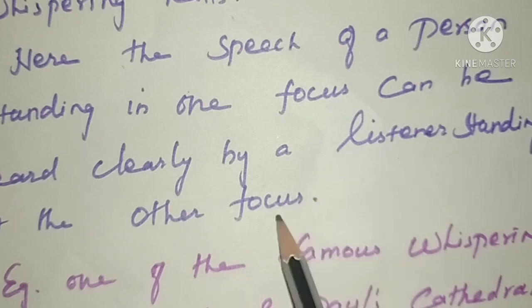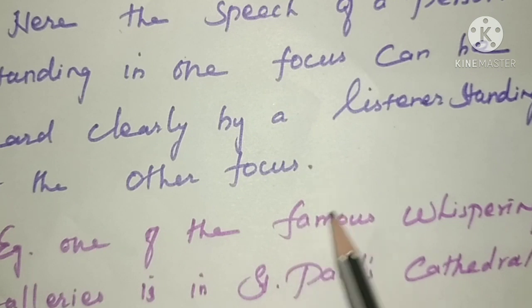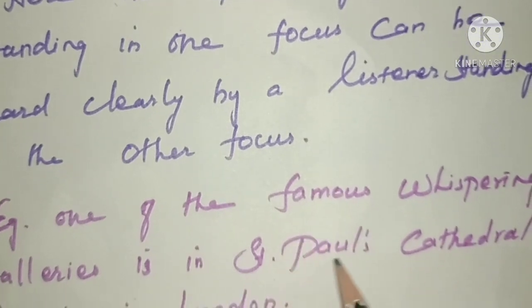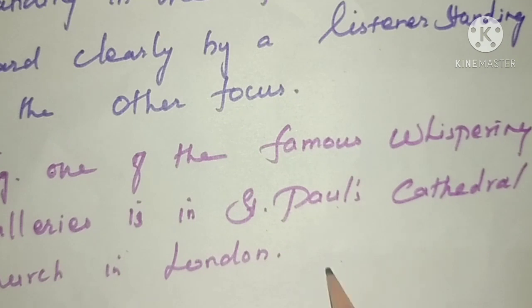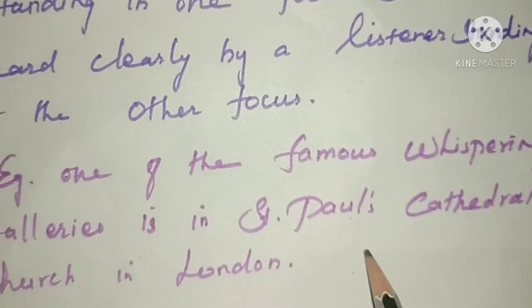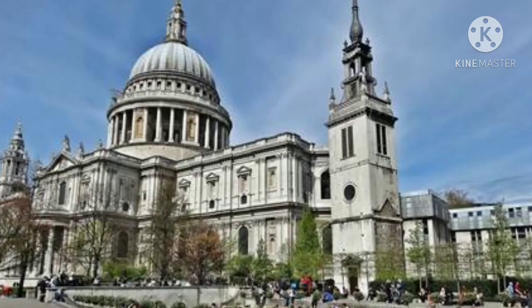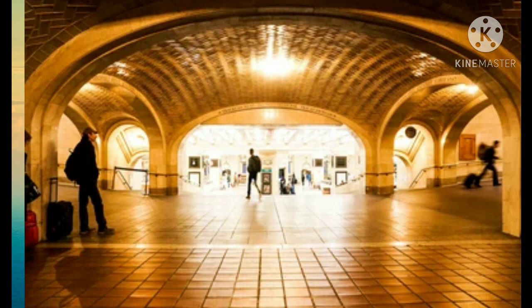Okay, so as an example, one of the famous whispering galleries is St. Paul's Cathedral Church in London. Now we can see the picture of St. Paul's Cathedral Church in London. This is one of the famous whispering galleries. Here also we can see the images of the whispering gallery. That is the shape of this whispering gallery. What shape is it? That is the parabolic surface.